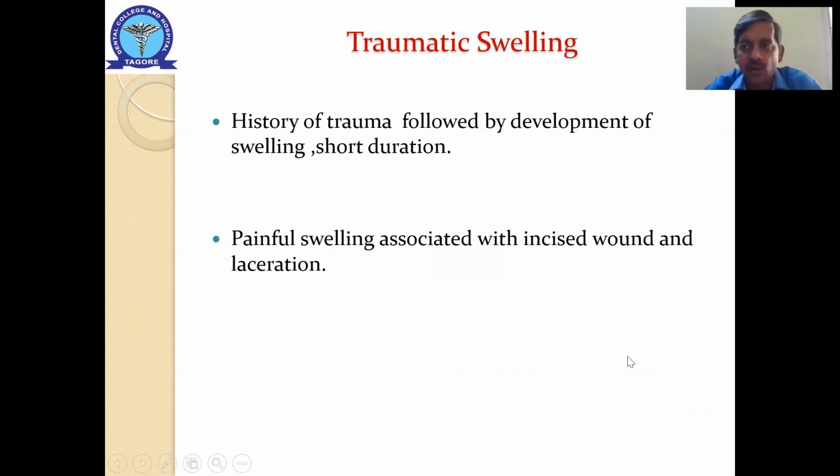Then traumatic swelling. The patient gives a history of swelling after trauma. That is the traumatic swelling. It may be of very short duration or short duration. The swelling is associated with pain, and it could be associated with an incised wound or laceration. Like a road traffic accident, it will produce traumatic swelling.